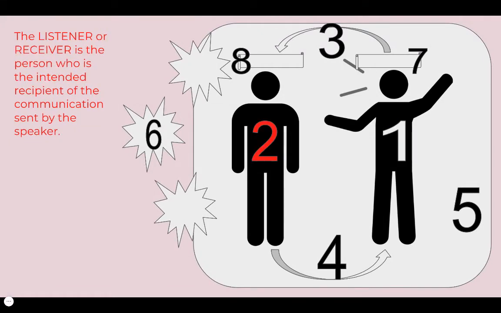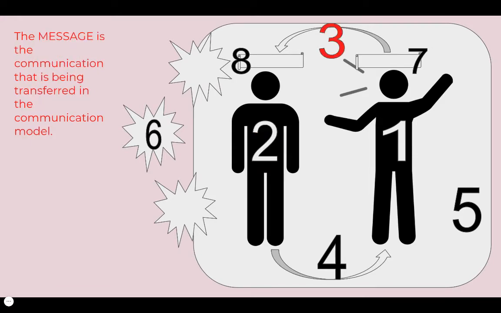That makes number 2 the listener or the receiver. The speaker is trying to communicate to the listener or the receiver. Number 3 is going to be titled the message. Whatever is the piece or pieces of information that the speaker is trying to communicate to the listener can be termed the message.